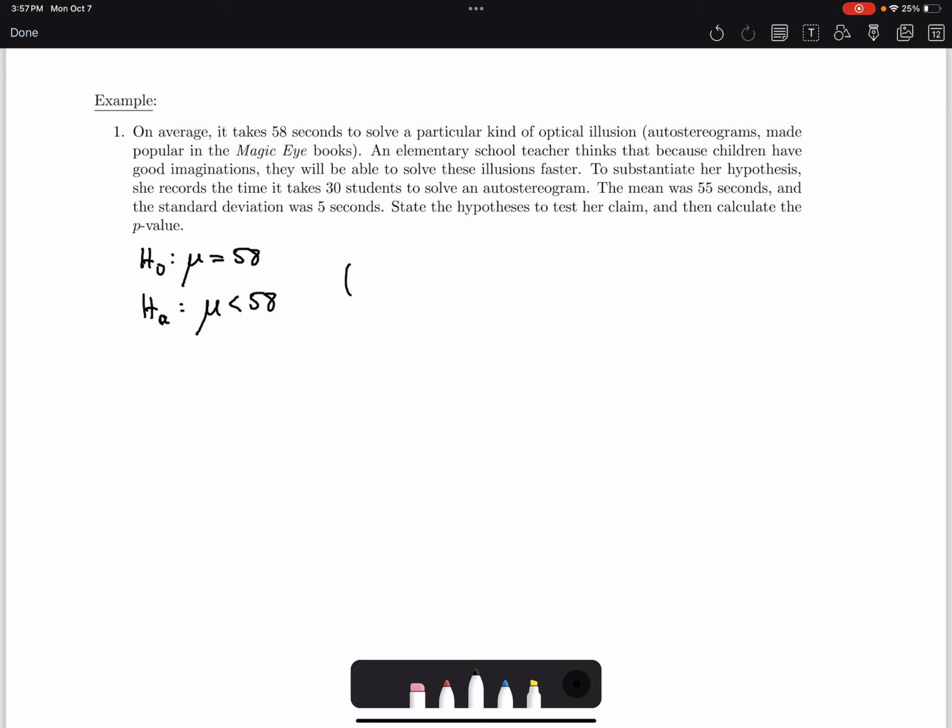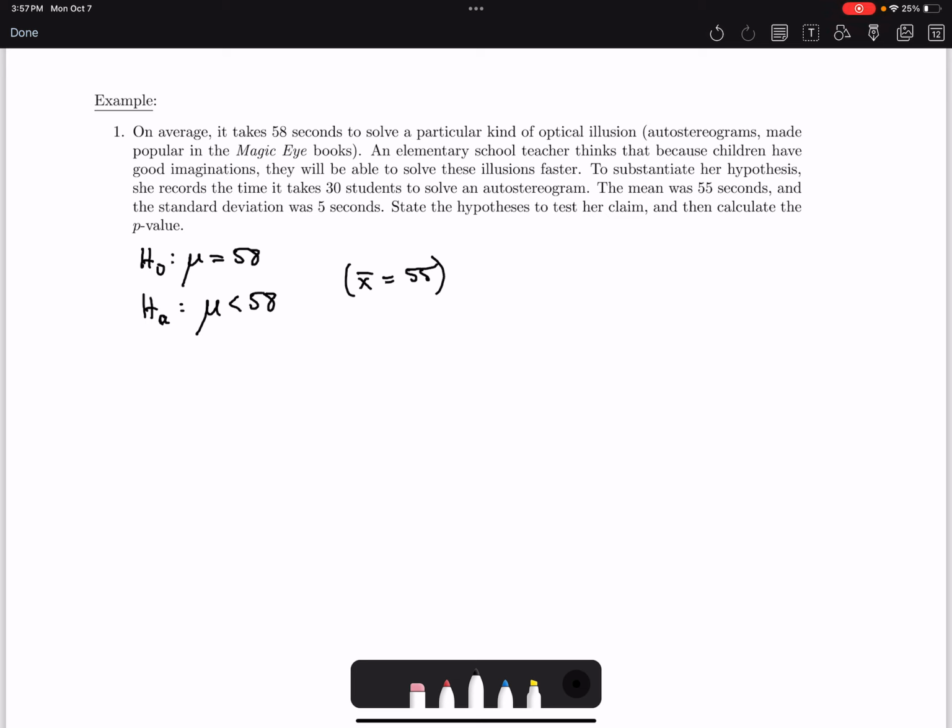And the evidence that she has to support her claim is that she tried this out with 30 of her students and found that their average time was 55 seconds. The question is, is that a large enough difference for us to say for sure that her students are faster? Or is it possible that this is just kind of random chance that caused this? And so we have to compute the p-value.